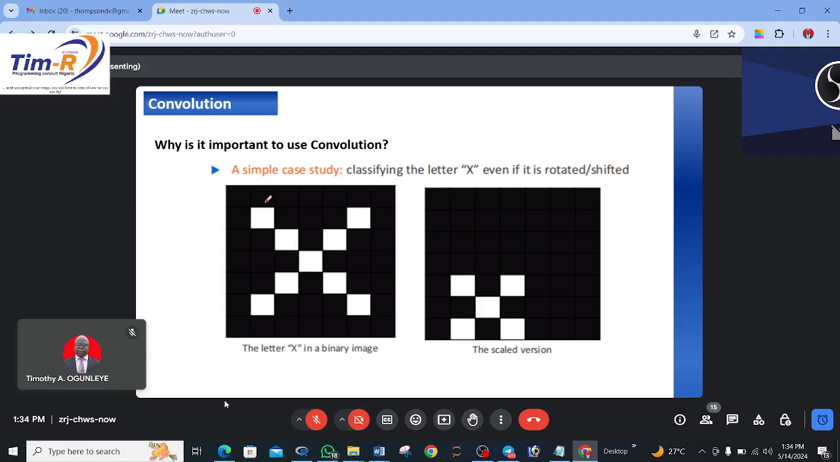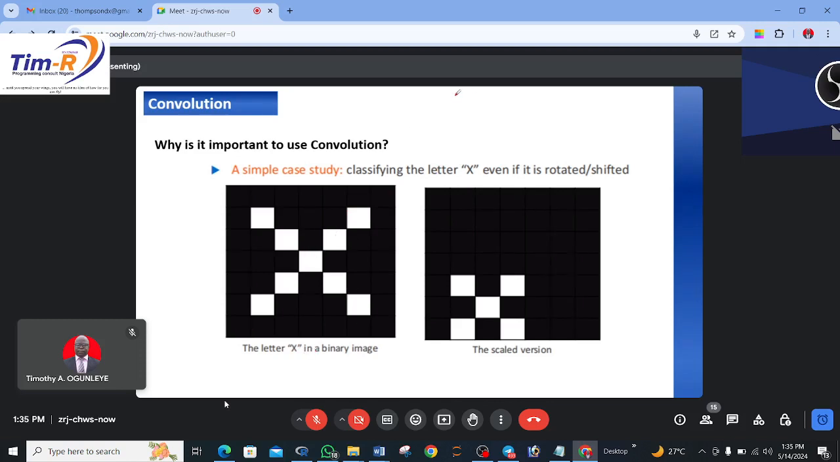And as well, we want to look at the reason why convolution is important. So we want to see the reason. Now, a simple case study is where we want to try and classify the letter X, even if it is rotated or shifted. So trying to identify or classify the letter X. For example, here, the letter X in a binary image is this.